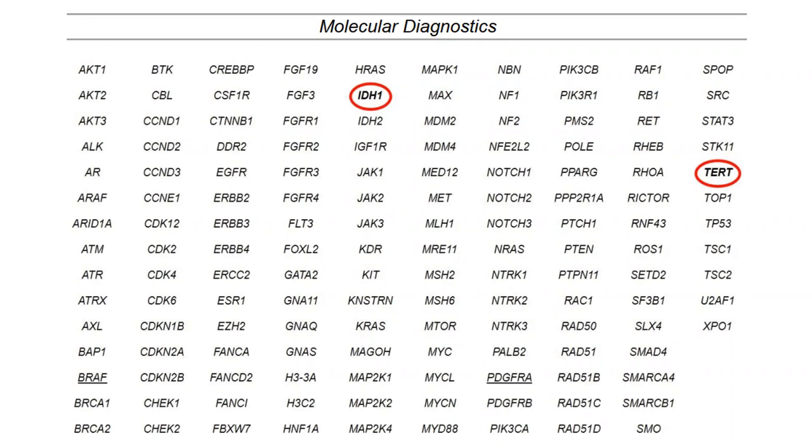Oligodendroglioma. Yes, good job, oligodendroglioma. What we have here is an IDH1 mutation and a TERT promoter mutation. You might say, wait, TERT promoter mutation, isn't that IDH wild type glioblastoma? No, because there's an IDH mutation. Well, IDH mutation, isn't it therefore an IDH mutant diffuse astrocytoma? No, because IDH mutant diffuse astrocytomas do not have TERT promoter mutations.